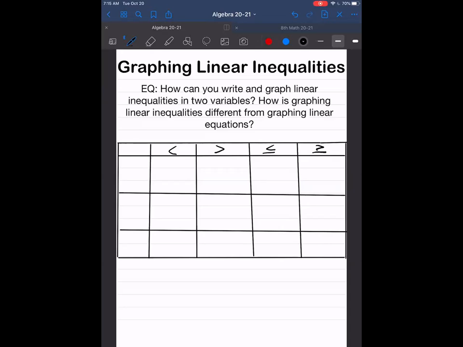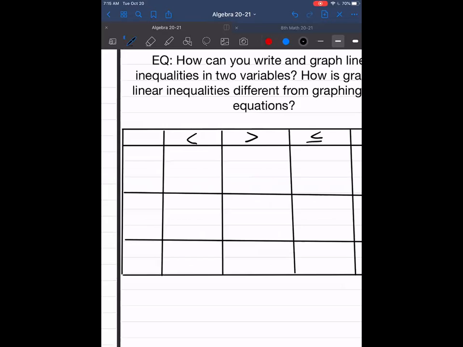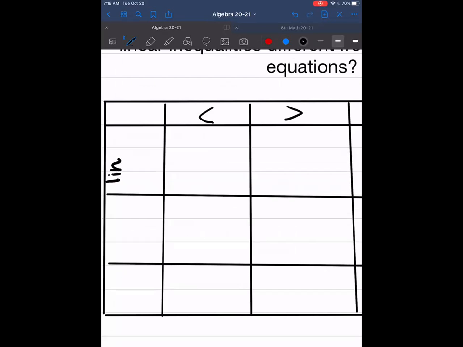But we're going to talk about what the solutions on a graph look like for each of these signs. So go ahead and pause the video and get this table ready. On the first column there, I'm going to go ahead and write line type, shade, and solution, which I guess I should have made a little bit bigger, but solution.